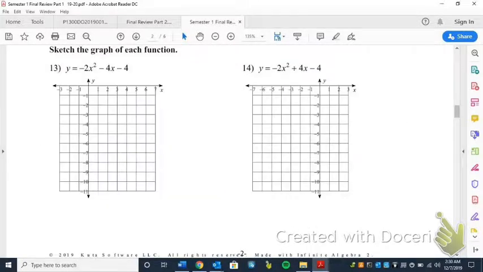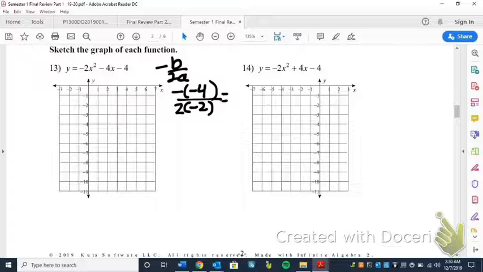Next up is something you guys are a bit more familiar with. We have to sketch the graph of each function. We have negative 2x squared minus 4x minus 4. So these are the steps we just went over. You want to identify your ABC, then you want to find your negative b over 2a. Here that'd be negative 4 over 2 times negative 2. That gives me 4 over negative 2, or negative 1. So that puts my axis of symmetry right there.